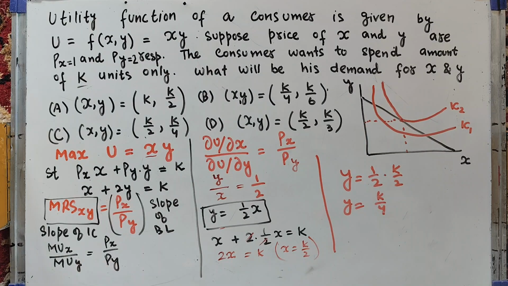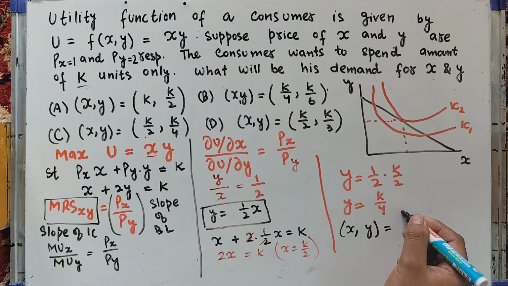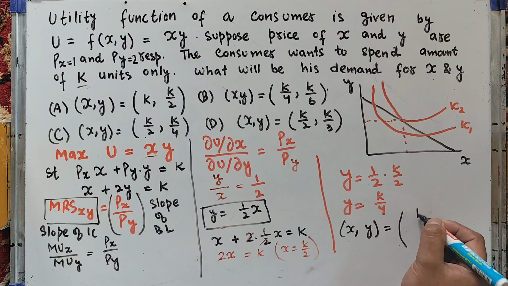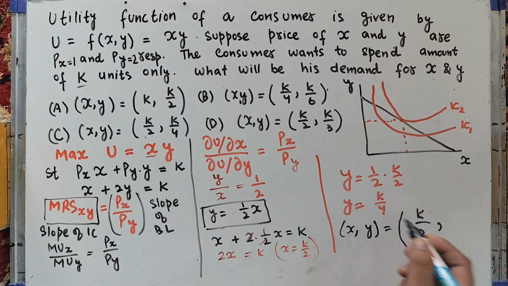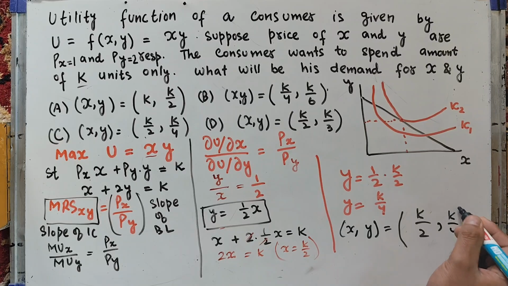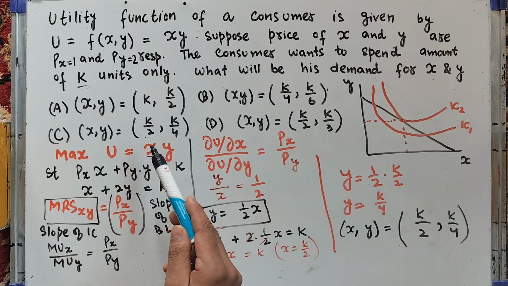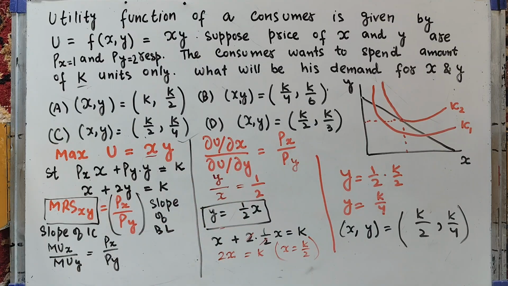That means our demand for good x and y will be: x we got is k/2 and y we got is k/4. This will be our demand for good x and y. So the correct option should be the third option, that is k/2 and k/4. I hope I made myself clear in this video and you find it helpful. Thank you.